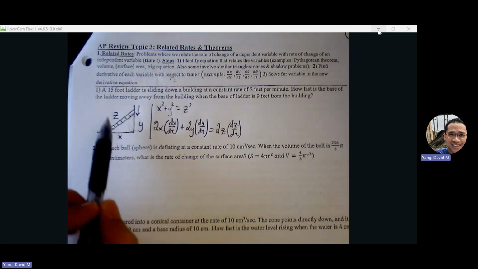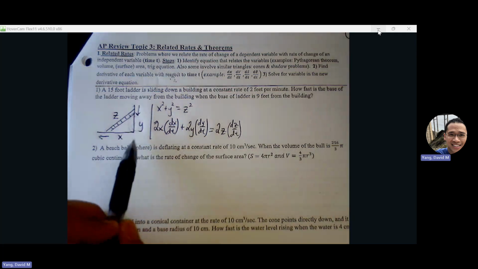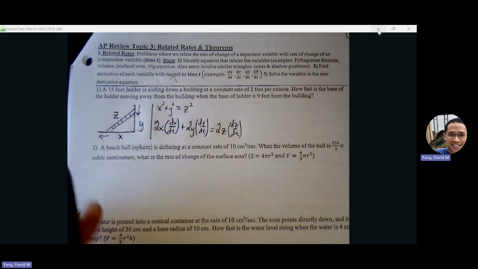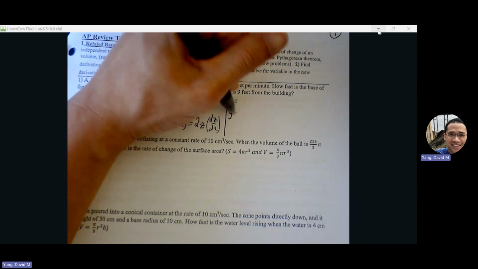Not every problem is going to have the hypotenuse be a rate of 0. It depends on the problem. If I have two planes flying away from the same location, that hypotenuse is going to be growing over time. Everything is growing over time, but it depends on the context of the problem. Okay, so we like to list out all of our variables.